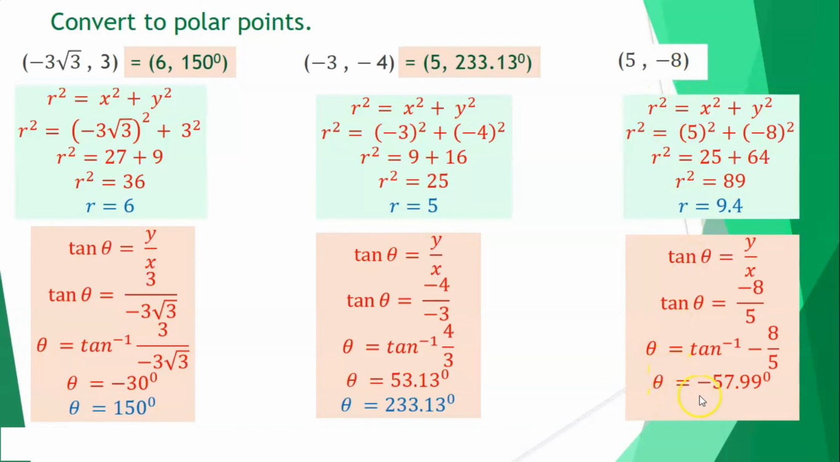So equivalent to this, we will add 360 degrees. That's roughly 302.0 degrees. So take note, this is located in the fourth quadrant. 302 degrees is also located in the fourth quadrant. So you might ask, Ma'am, -57.99 degrees is also in the fourth quadrant. That's correct. So you can also make use of this. Okay, so I hope this is clear.